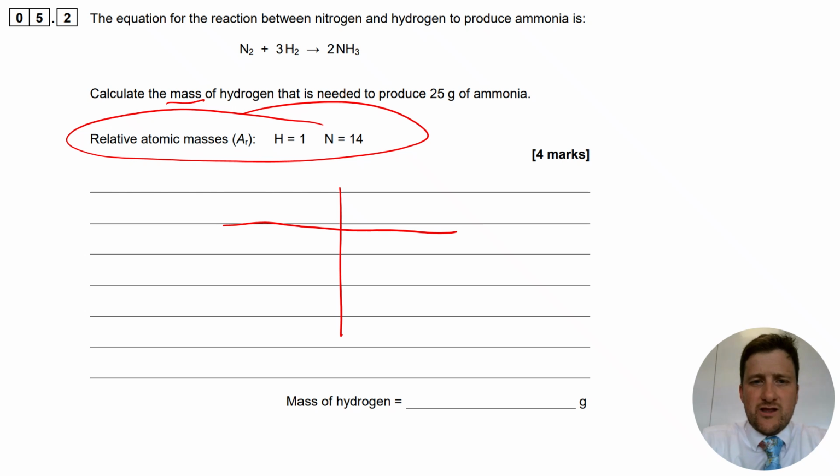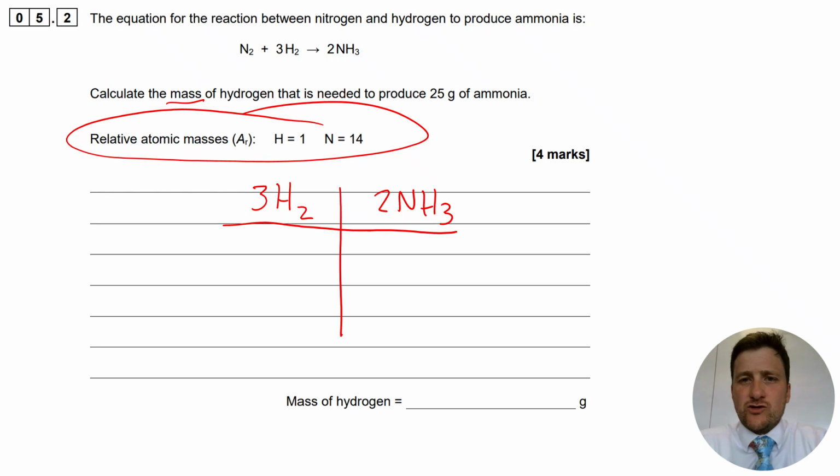And it says calculate the mass of hydrogen, right? So I'm going to use my hydrogen to produce 25 grams of ammonia, right? So I'm going to put my ammonia down. I don't need to worry about nitrogen. It's not asked at all. So the mass of ammonia is 25 grams.